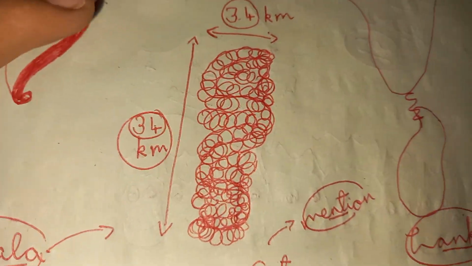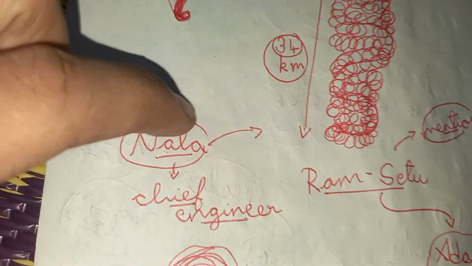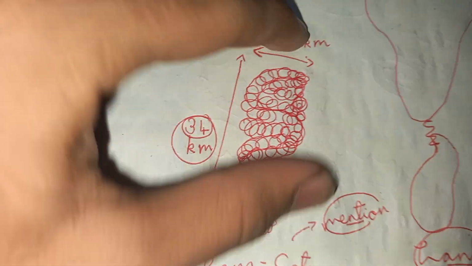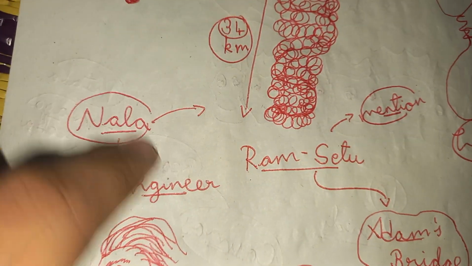Do you know who built it? Yes, in the Vanara Sena, there was a chief engineer known as Nala, who was extremely intelligent. By using his intelligence and engineering knowledge, he built it. Even the best of the present-day engineers cannot build it, because they are very primitive compared to him. And I'm going to tell more about it.